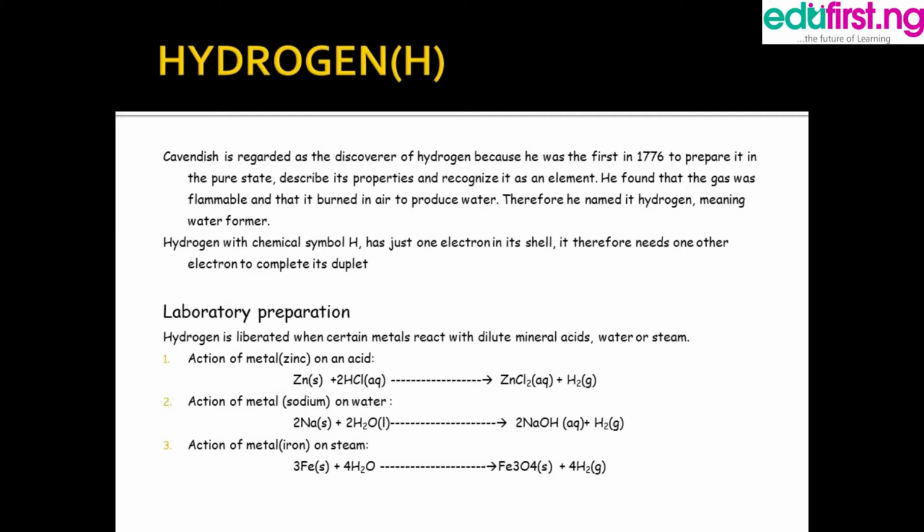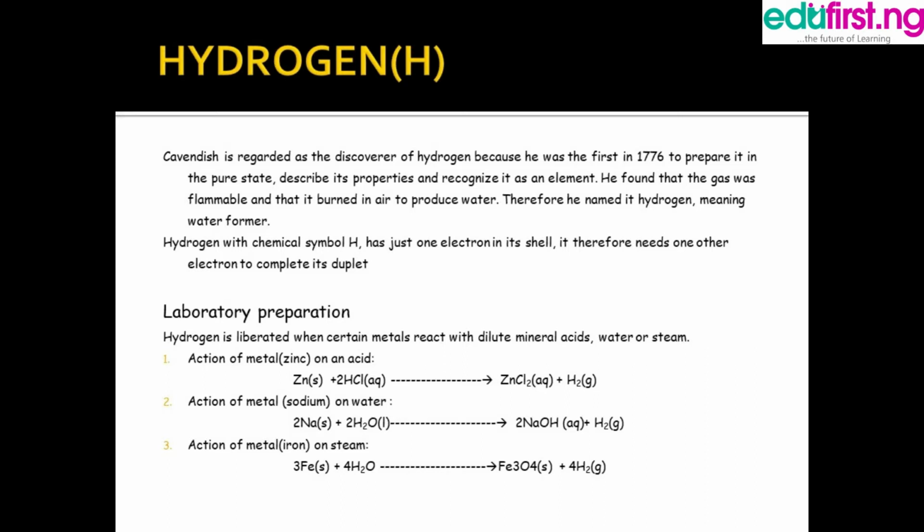Hydrogen, with chemical symbol H, has just one electron in its shell. It therefore needs one other electron to complete its octet. So, what this means is that hydrogen has an atomic number of 1. Of course, it's the first element we come in contact with in chemistry. So it has an atomic number of 1, and therefore that means it has just one electron on its shell. Now it needs another electron to complete its duplet state.